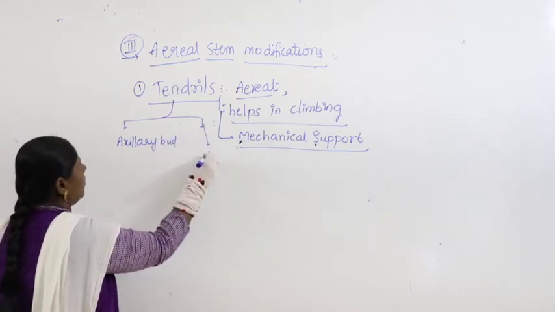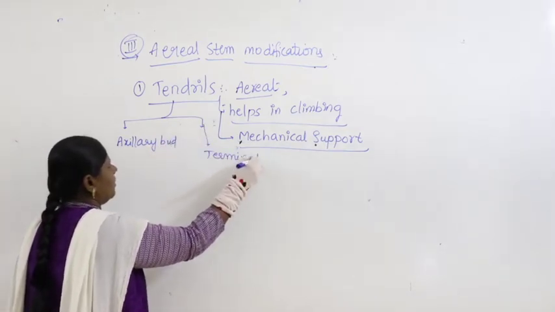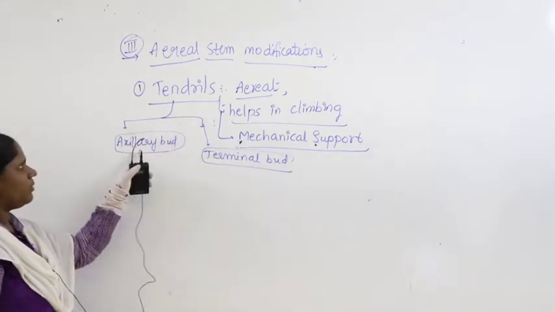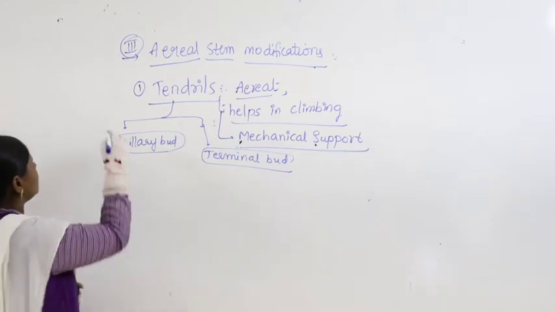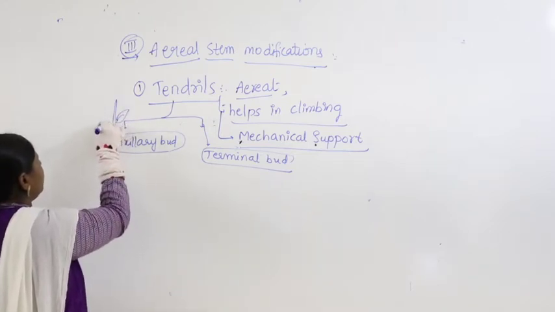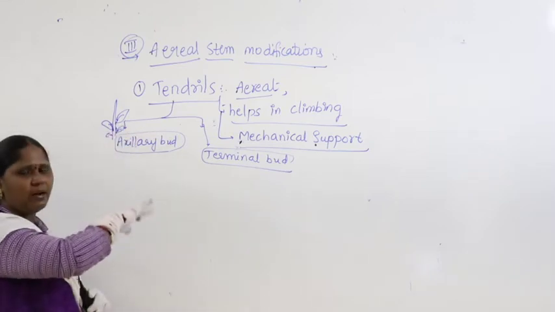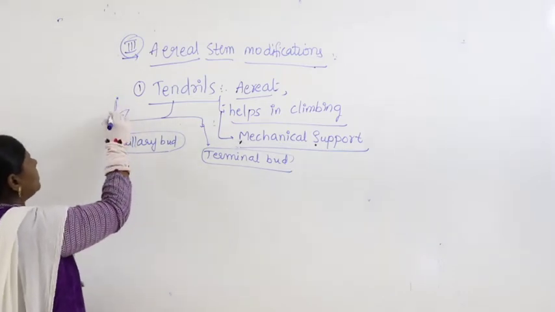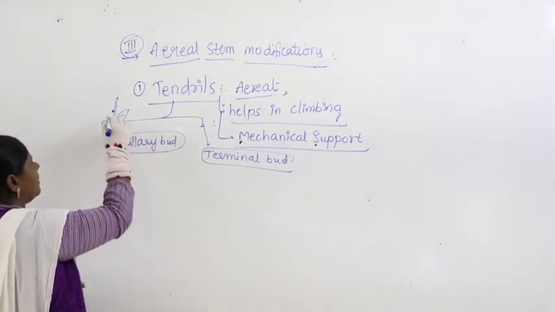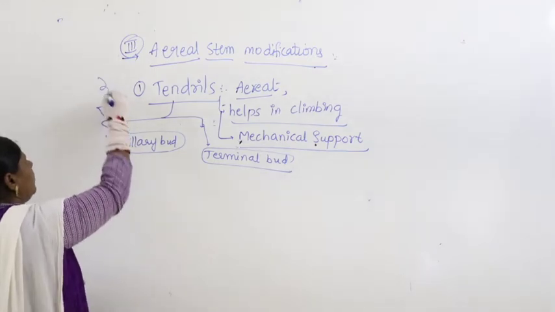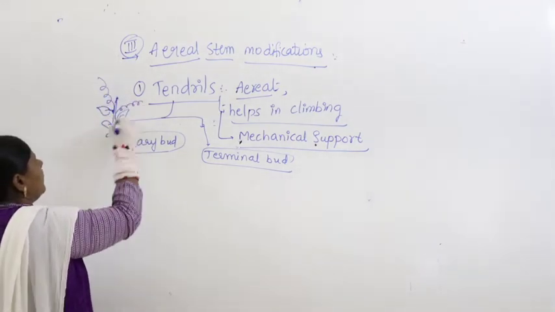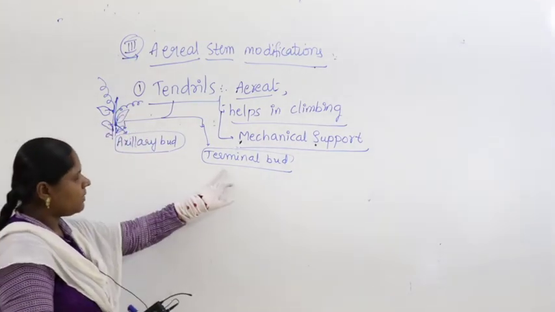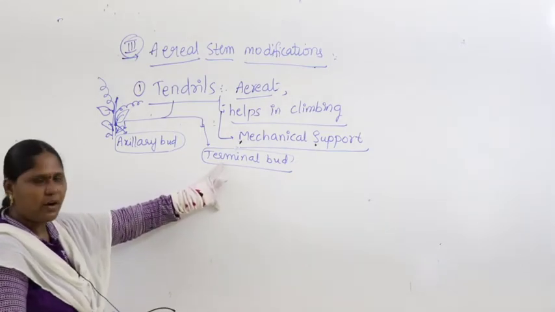So tendrils, if you look at, we may find axillary bud modified into tendril, or terminal bud modified into tendril. So what is axillary bud modified into tendril? In some of the plants, if you take this as a plant, this is the apical bud, this is the terminal bud, and this is what is called the axillary bud. This axillary bud gets modified into tendril. In some cases, terminal bud gets modified into tendrils.